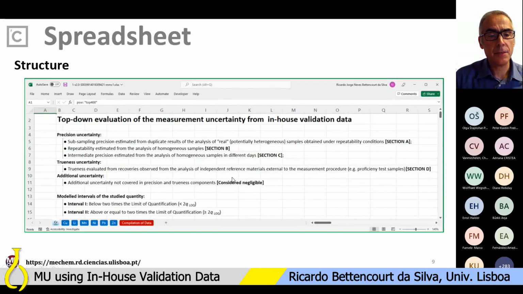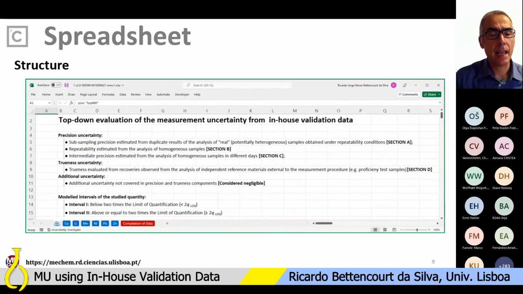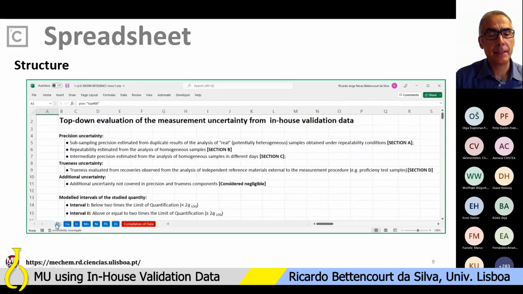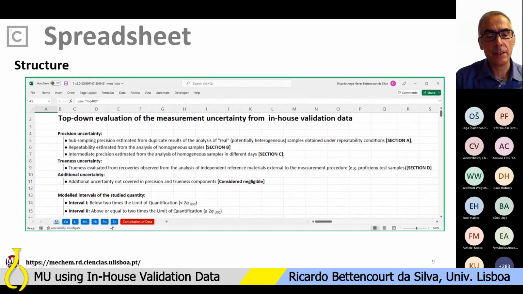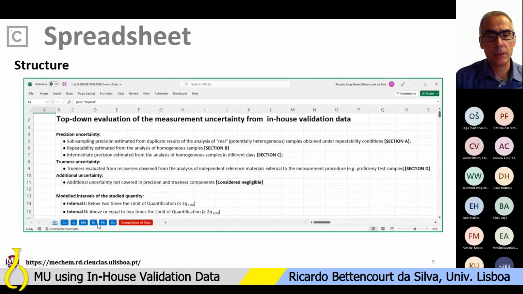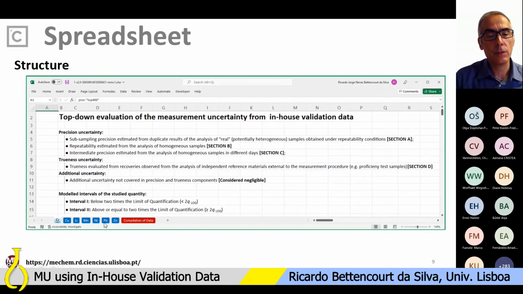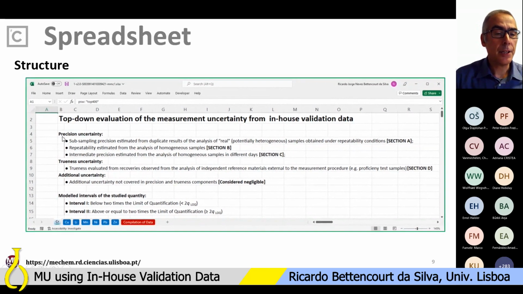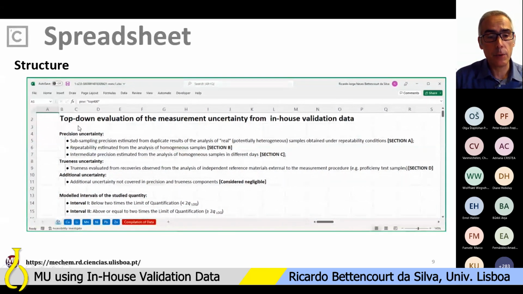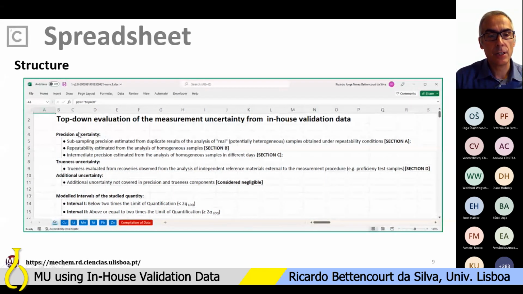The spreadsheet is divided into different sections. In fact, the spreadsheet that I'm presenting has a different sheet for different parameters. This was used for analysis of different elements in sediments, and then we have a compilation of all data there. All these sheets are similar, but include results from different elements. In the upper left corner of the spreadsheet, you have some instructions about the structure of the spreadsheet.